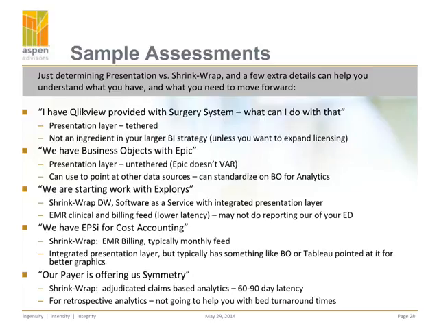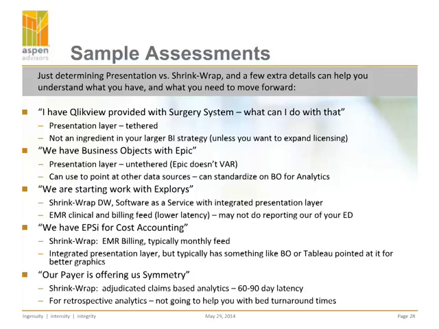So I'll go somewhat quickly through this using the framework, just determining the presentation versus shrink wrap, and a few extra details to just help you understand what you have, and then that helps you figure out where you need to go from here. So I have ClickWeave, the surgery system. What can I do with that? Well, it's a tethered presentation layer, so it's not going to be an ingredient in your larger BI strategy. Well, we got Business Objects with Epic. Sure, that's a presentation layer. I happen to know that that's an untethered solution. Epic doesn't do a VAR, so when you buy BO through Business Objects Crystal, you can use it for anything.